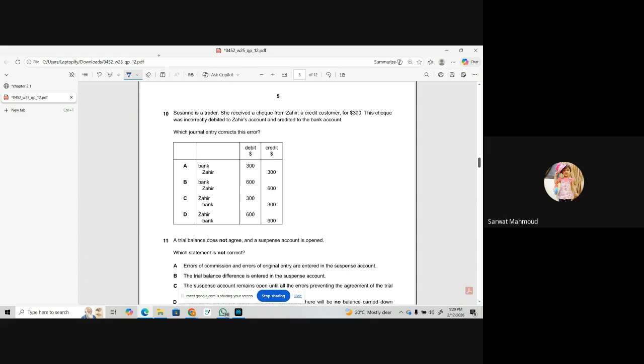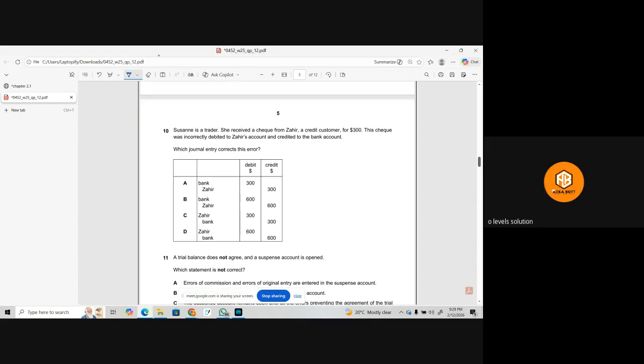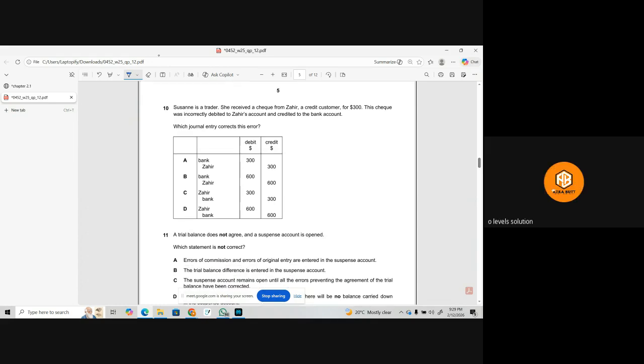Next, now you need to explain it and solve this. Question number two. Susan is a trader. She received a check from Zahir, a credit customer, for 300. This check was incorrectly debited to Zahir's account and credited to the bank account. What journal entry could correct this error? It was credited to the bank account. We need to debit the bank account by 600, and Zahir needs to be credited by 600. So B is the correct option.